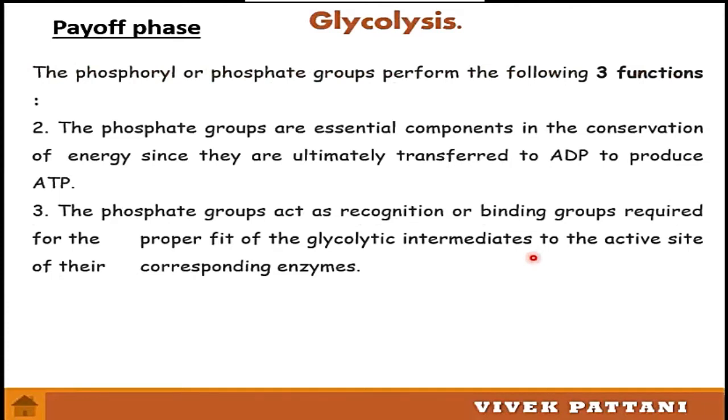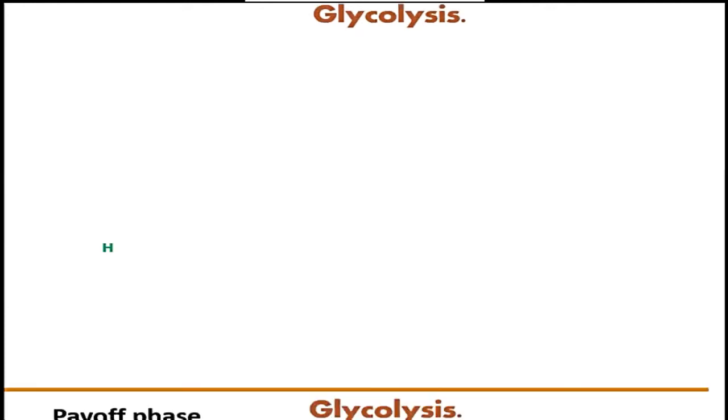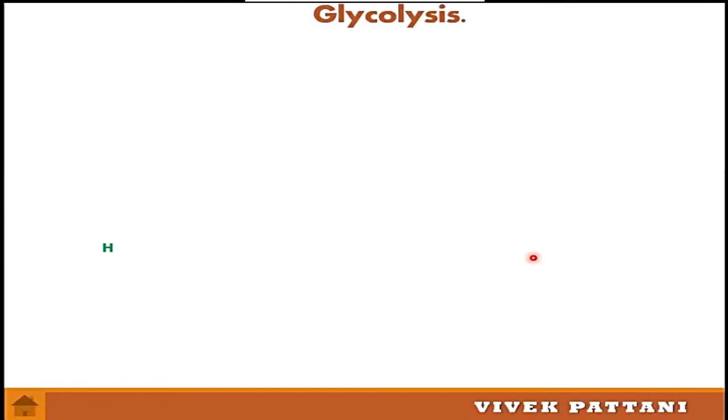Now moving forward, phosphate groups have another function: they can act for recognition or binding required for the proper fit of the glycolytic intermediates. So this is how they help. Phosphate basically decides the fate of various glycolytic intermediates by helping them with the recognition and binding of the proper groups.